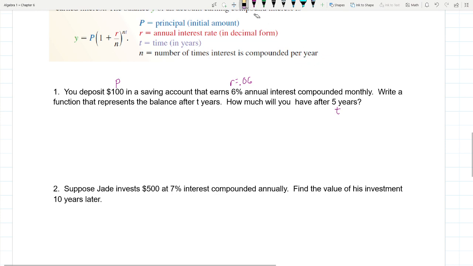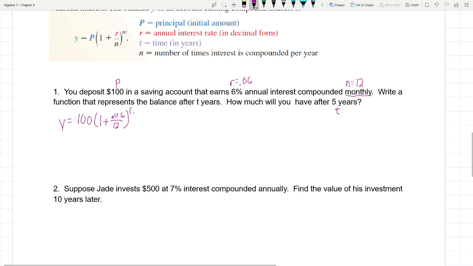Sometimes it's easy to find, sometimes it takes a little thought. It says this is compounded monthly, and monthly is the key idea. That means my n, the number of times it's compounding a year, is 12, because I have 12 months. So now I can set up my equation. I get y equals 100 times (1 plus my r value, 0.06, over 12, because that's my n, since it's compounding each month), raised to the n times t.